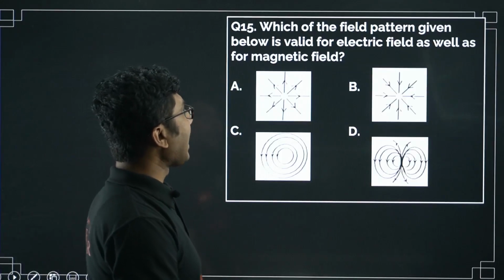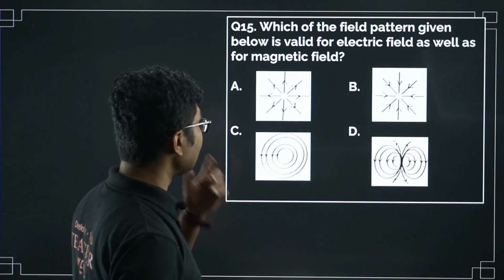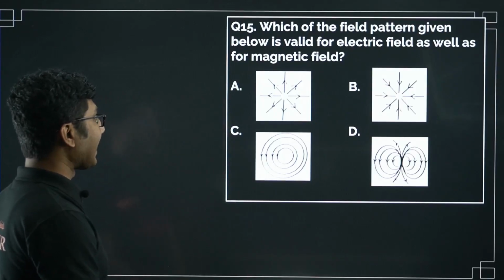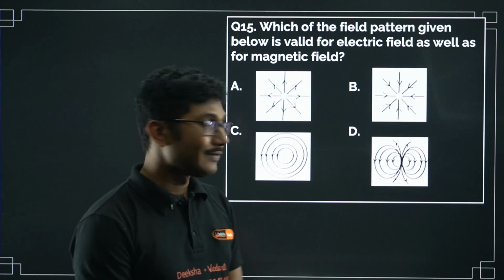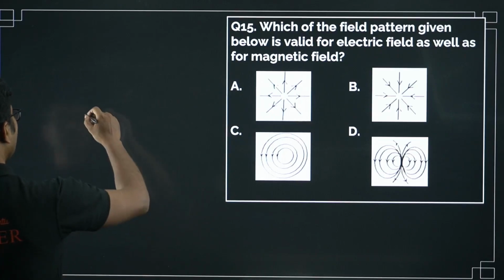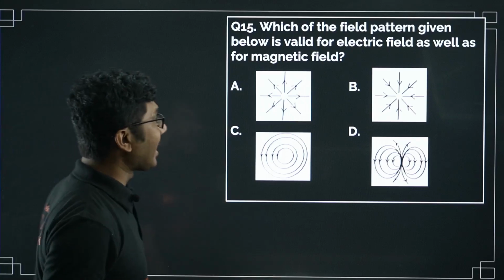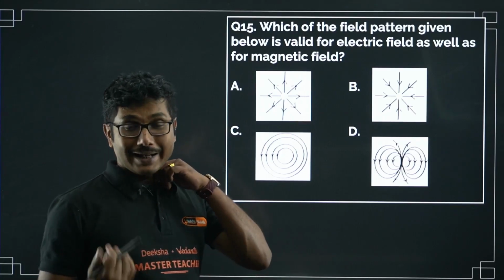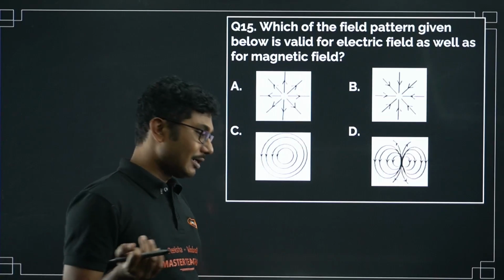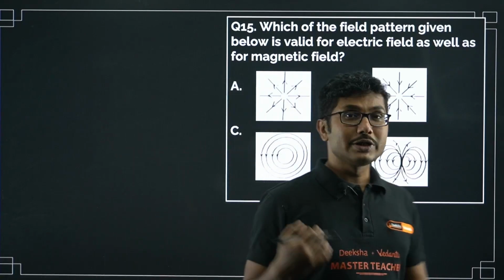Which of the field patterns given below is valid for electric field as well as magnetic field? Okay, so now electric field, we know that electric field lines start at positive and end at negative, whereas magnetic field lines are basically closed lines.